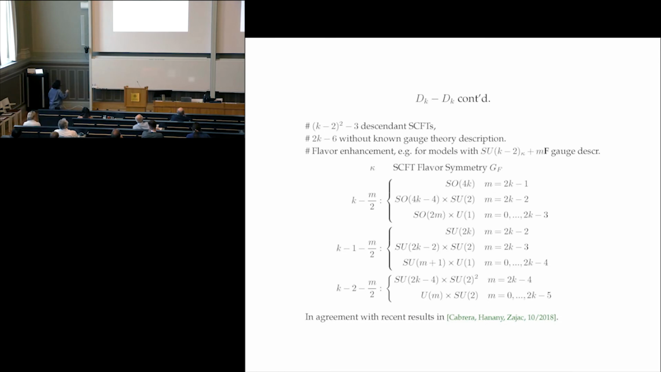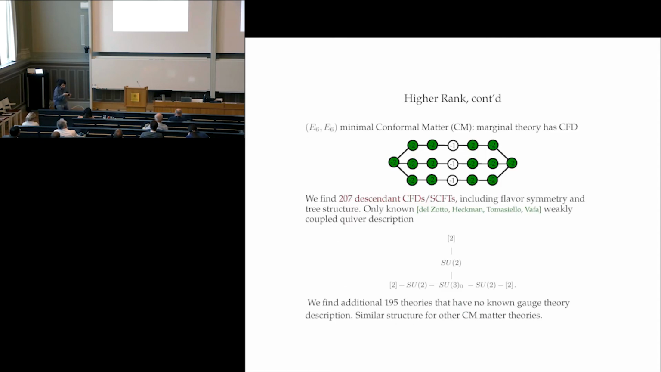So we then realized that in fact, for a D_K, there are K-2 squared -3 descendant CFTs. 2K-6 of these don't have any weakly coupled description in terms of a gauge theory. If you look at this subclass of theories which have a gauge theory description with this gauge group and M flavors, then in fact they have SCFT flavor symmetry enhancement given in this table here. So this is just read off from this big table here. So these are arbitrary rank theories.